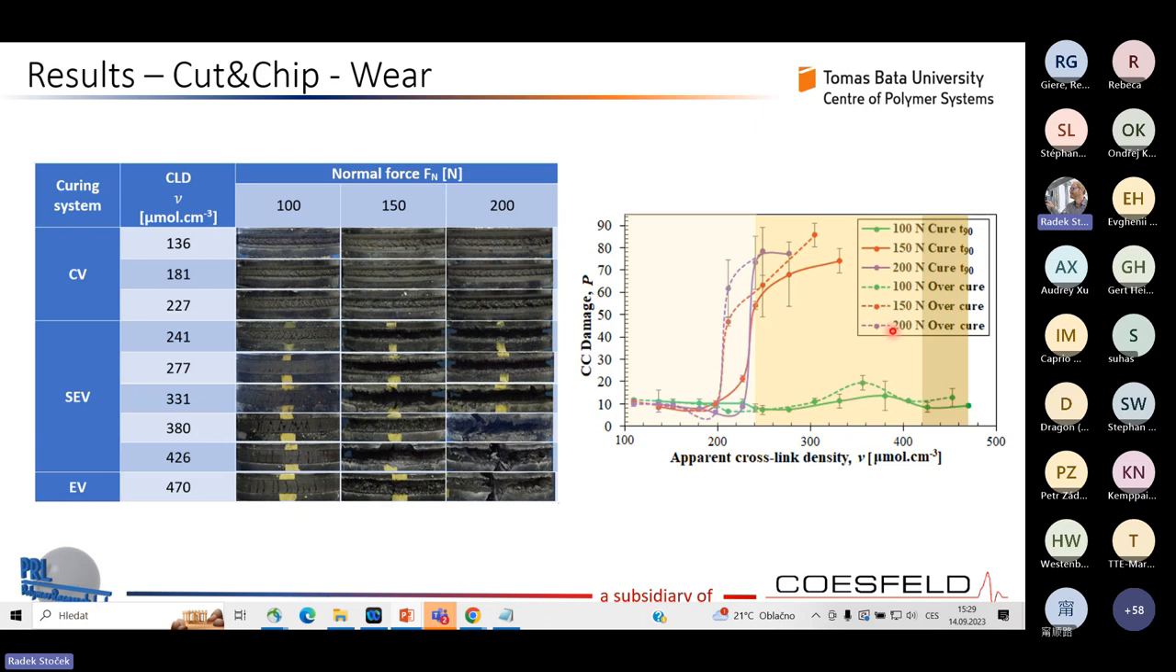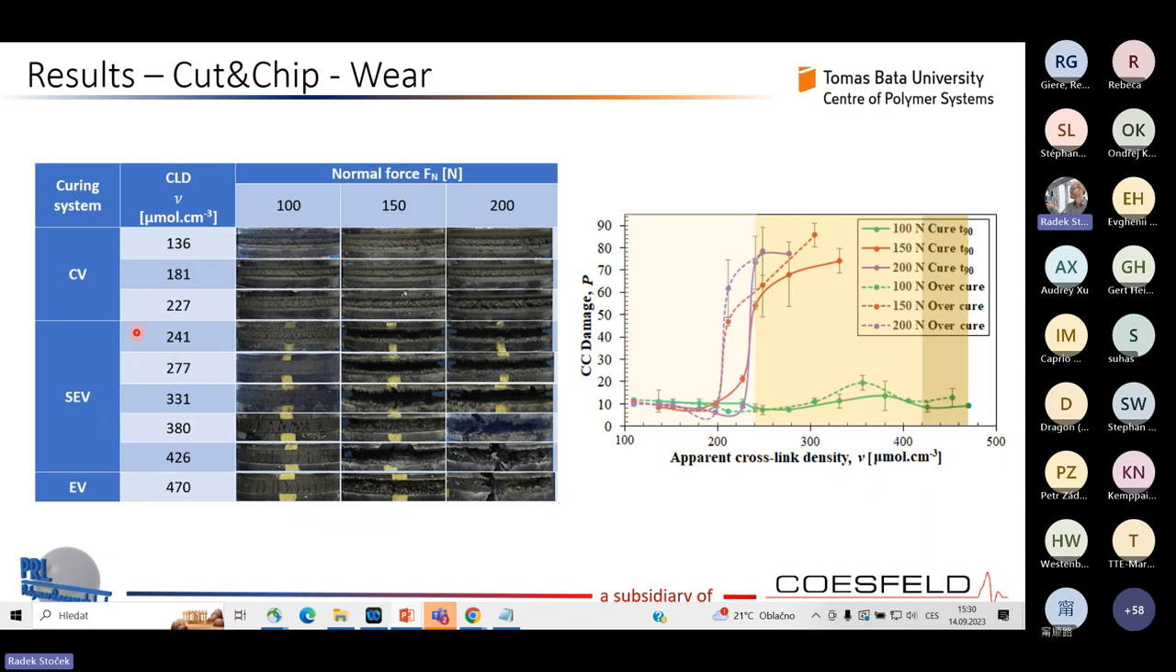So for 150 and 200 Newton, the red one and the violet one, we can see that up to the end of the conventional system, we have more or less constant values of the cut and chip damage P parameter. However, when we are close to the end of the conventional system, at these crosslink densities, the cut and chip damage increases rapidly, totally. You can see it immediately on the photographs.